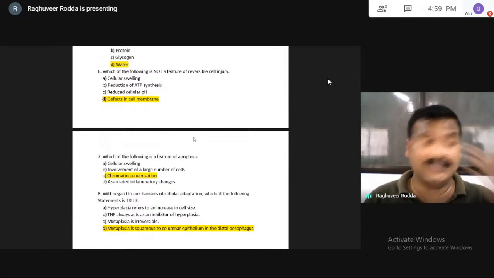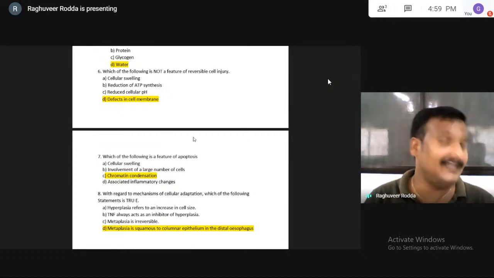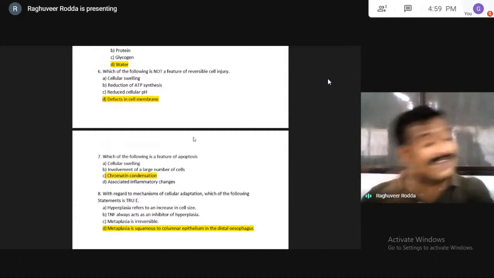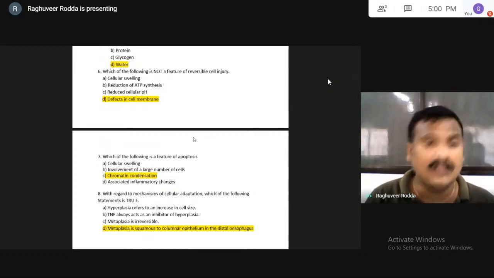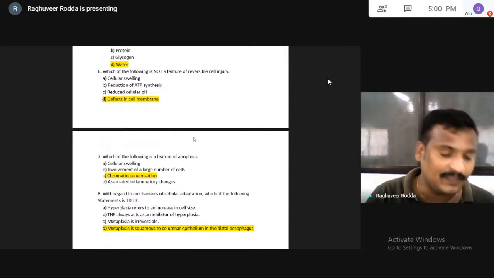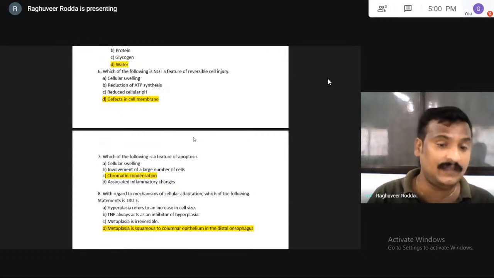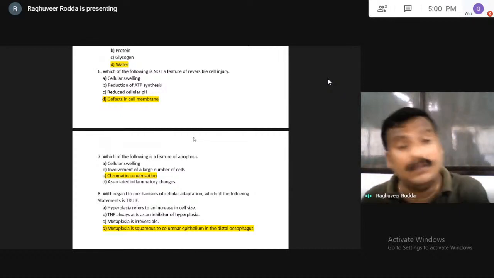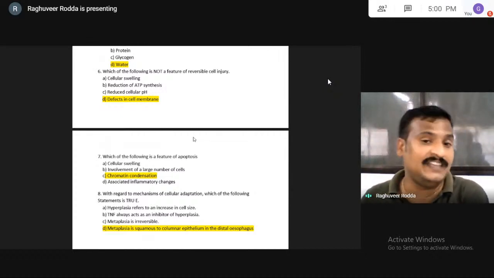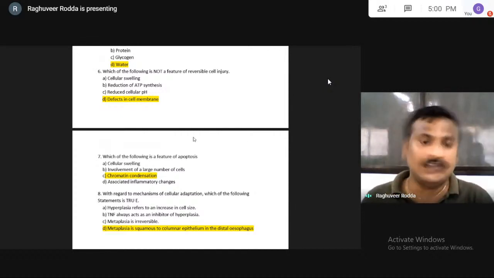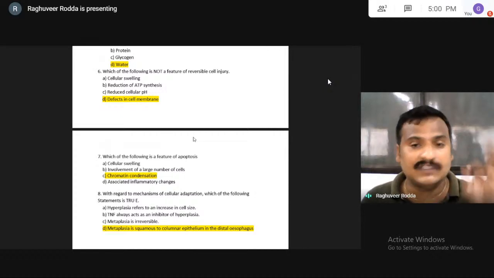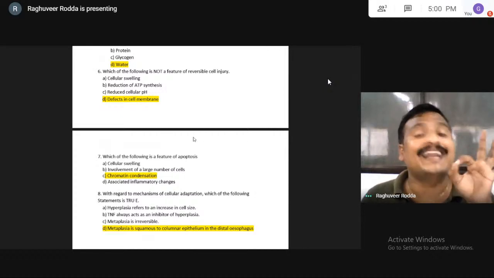As I said in my previous slide, regarding the difference between necrosis and apoptosis, necrosis is more associated with inflammation. At the same time, apoptosis is of a physiological type. Definitely, if it were a pathogenic type, there would be involvement of inflammatory changes. And the feature which is related to apoptosis is chromatin condensation.